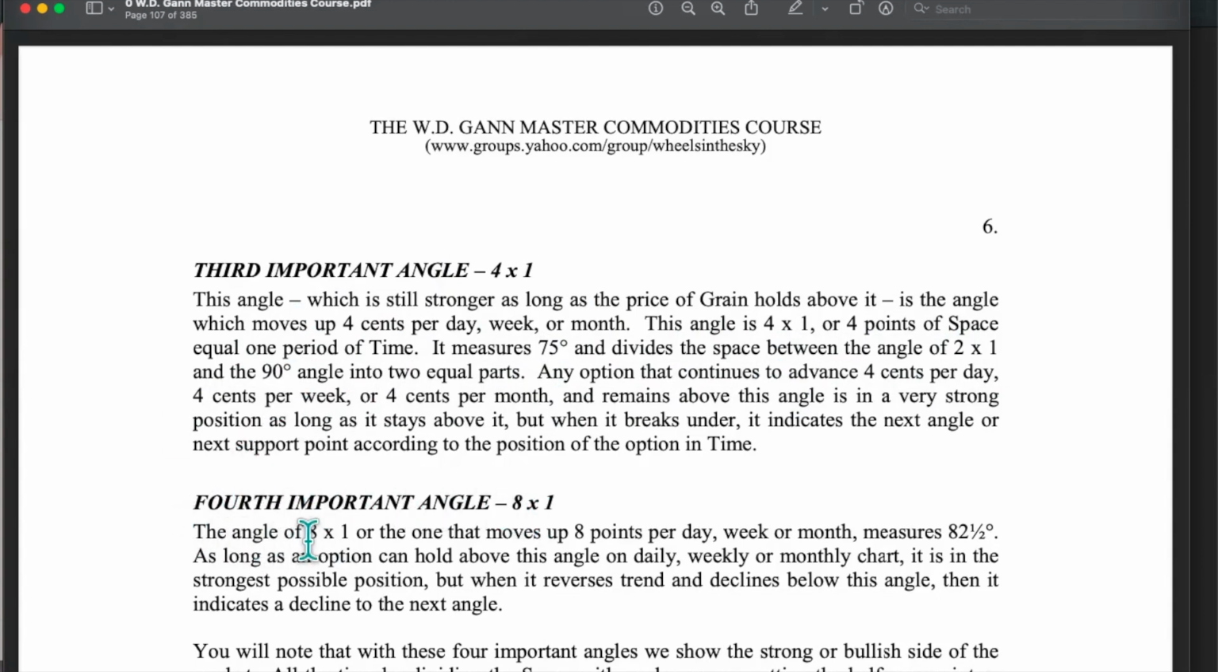The angle of 8 by 1, or the one that moves up 8 points per day, week, or month, measures 82.5 degrees. As long as an option can hold above this angle on the daily, weekly, or monthly chart, it is the strongest possible position. This is like a vertical move altogether, nearer to 90 degrees, that is 82.5 degrees.